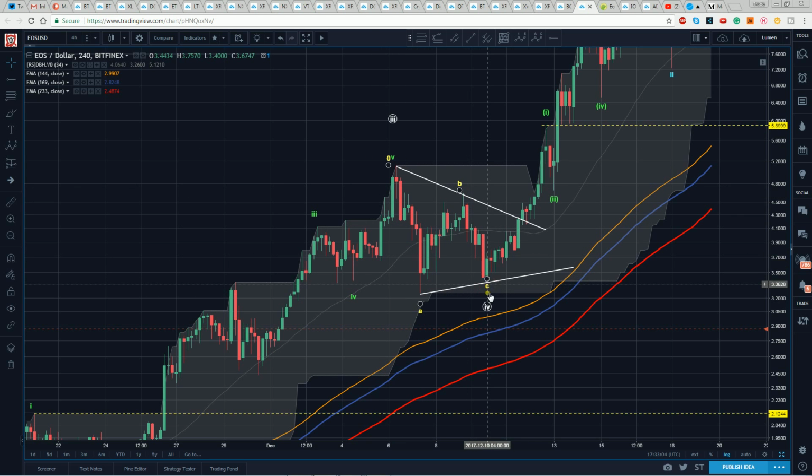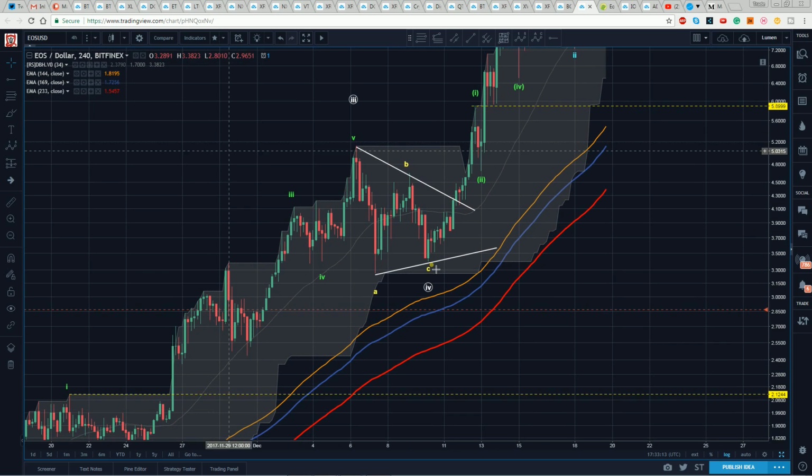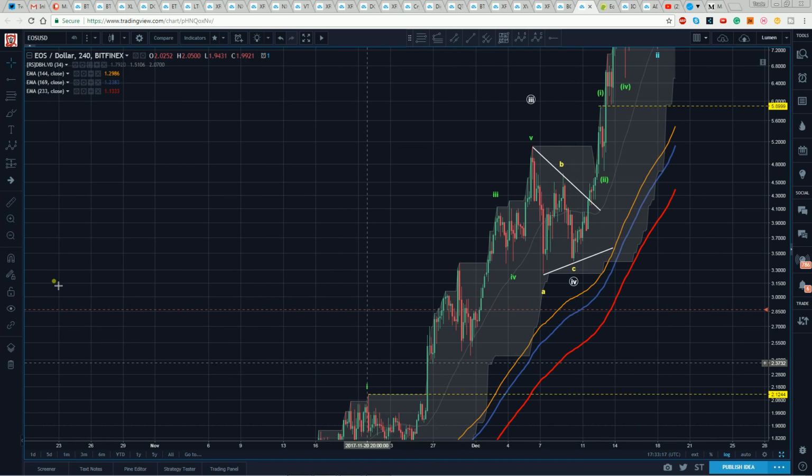Then the expectation is the C wave comes down for a new low, but as is the case in really strong bull markets, we get this triangle pattern. So we get the shallow C wave. So now if I put this, let me scrunch it back up here.